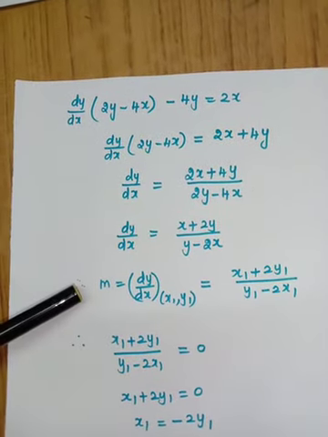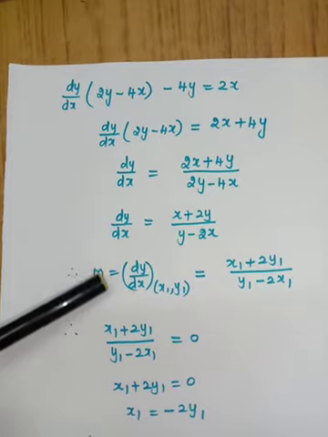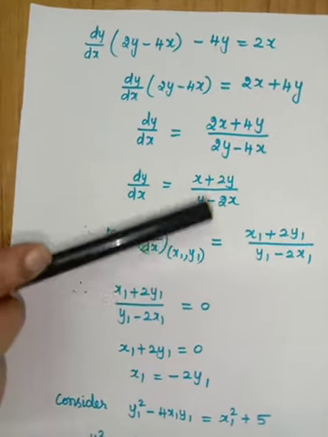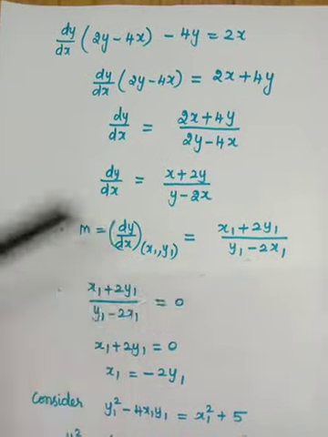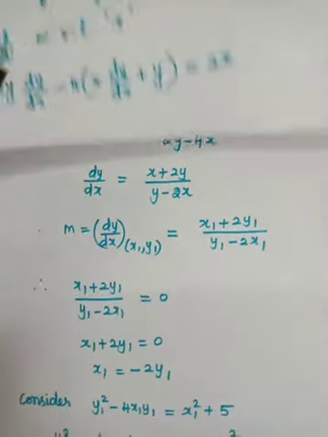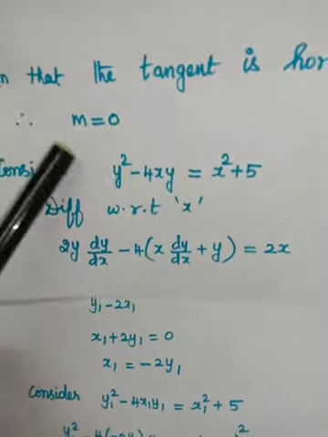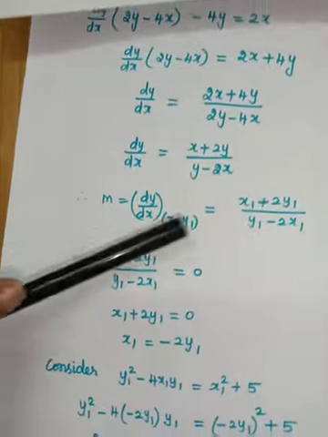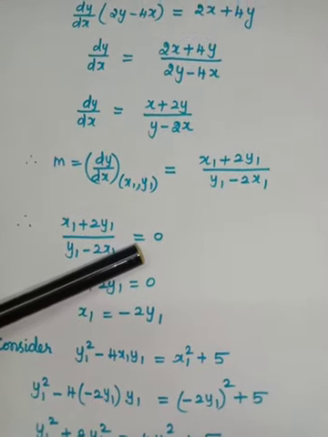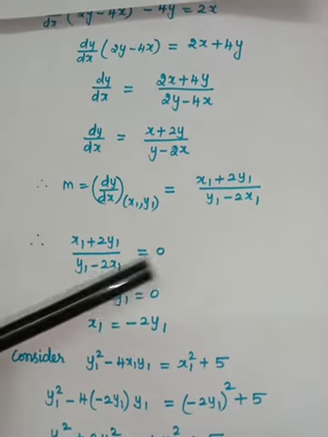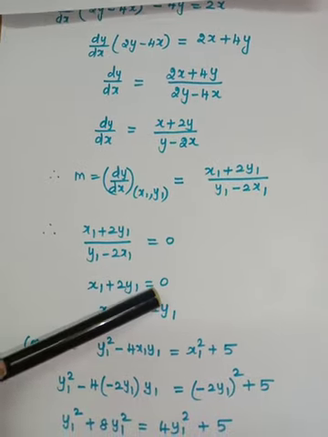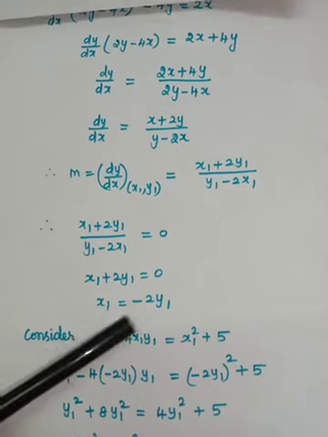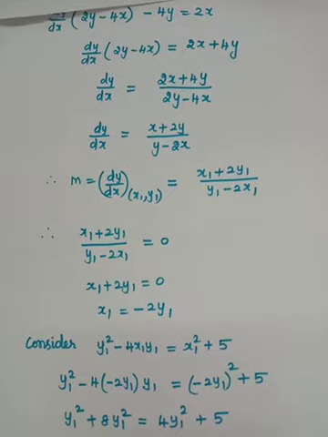So if you want to find the slope, you have to find dy by dx at x1, y1. So you substitute x1, y1. So you will get this answer. Here what we have found is m is 0 because the tangent is horizontal. So you have to equate this to 0. So the denominator, when you multiply with the 0, it is 0. So you will get x1 is equal to minus 2y1. You are getting a relation in terms of x and y.